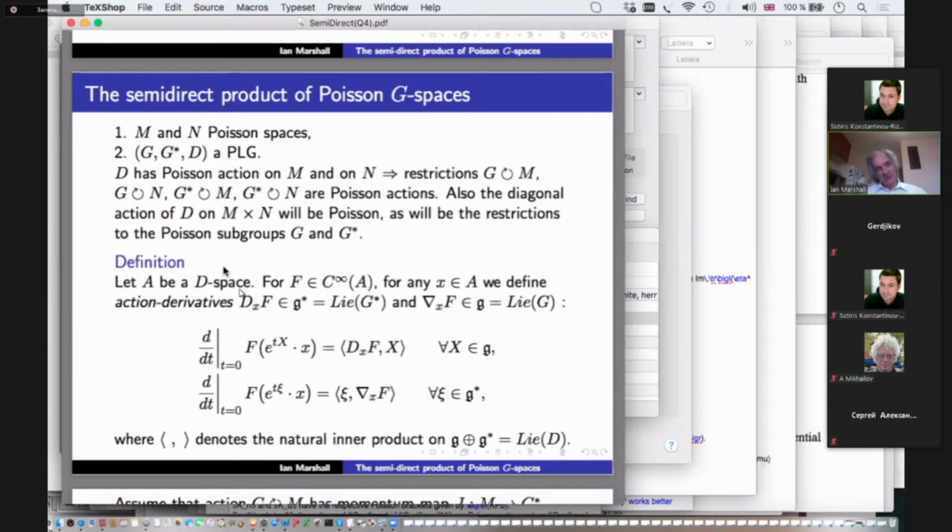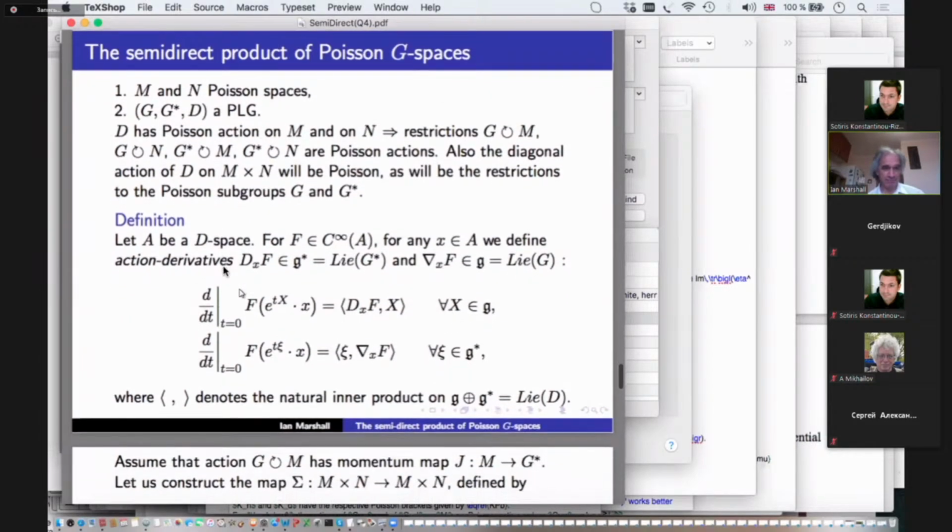The most ambitious I can hope to be is that I can show you that, yes, I've got this nice semi-direct product, and this is the thing that is useful to describe the Poisson picture. That's all I'll manage to do. So, okay, let's probably jump that.